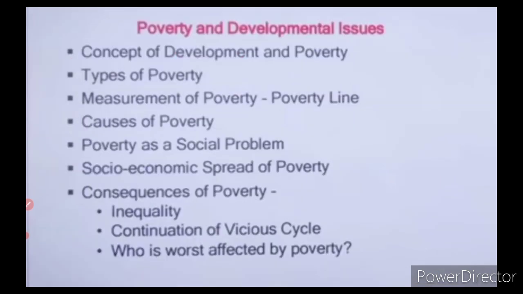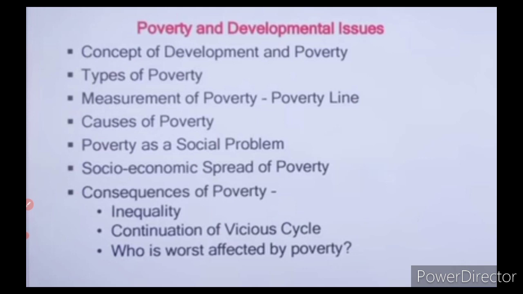Poverty and developmental issues. So concept of development and poverty, types of poverty because there are many kinds of it, then measurement of it and poverty line, causes of it, how it is caused, what all are the causes basically, then poverty as a social problem, very important, then socio-economic spread of poverty, what were the consequences of poverty, so inequality and continuation of vicious cycle.